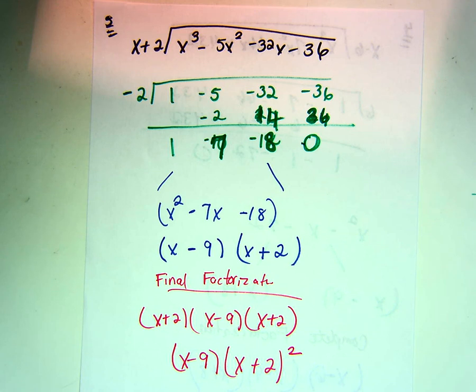Now we're going to do the final factorization. We already knew that x plus 2 was a factor because that was a 0. Right here, we're going to do x plus 2, which is that one, x minus 9, which comes down, then x plus 2 comes down. Because we got two x plus 2's, when you rewrite it, you can say x minus 9 and then x plus 2 squared.